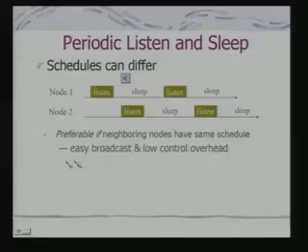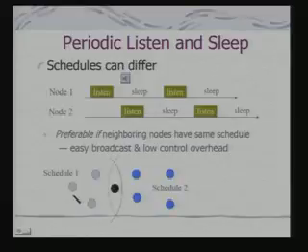Now, preferably if neighboring nodes have the same schedule, then also the same issue comes up. So, you have easy broadcast and low control overhead. If they have the same schedule, that is, both of them are listening at the same point, you know they are listening and accordingly you can act.